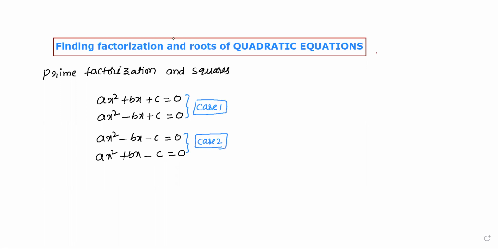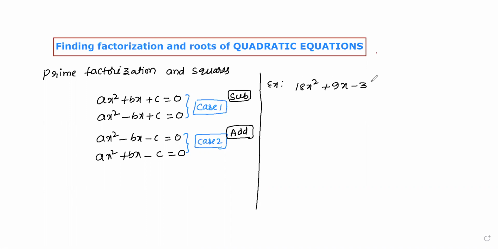Any equation that comes under case 1, we do subtraction. For case 2, we do addition. With an example, I will explain how to do subtraction and addition. The example is 18x square plus 9x minus 35 is equal to 0.